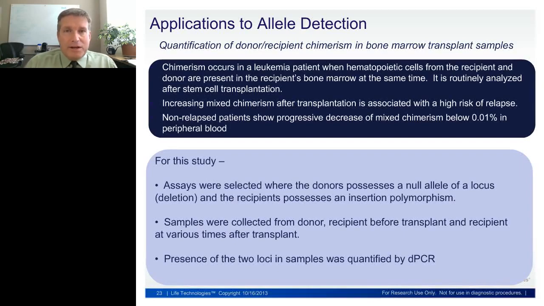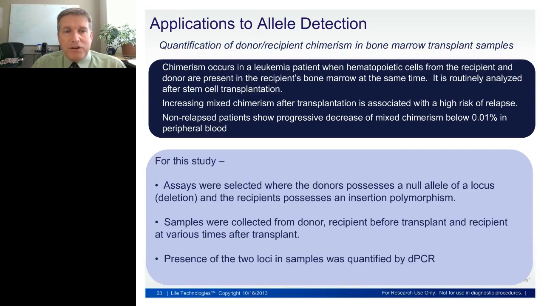So to illustrate this, I'm going to have 2 examples. The first one is based on leukemia, where we're looking at quantifying chimerism in bone marrow transplant patients. Now, chimerism occurs in leukemia patients when hematopoietic cells from the recipient and the bone marrow donor are present in the recipient's bone marrow at the same time. Chimerism is routinely analyzed after stem cell transplantation, and increased chimerism after transplantation is an indication of a relapse. In other words, the patient's starting cells are repopulating the bone marrow. Non-relapse patients show a progressive decrease in chimerism, and it eventually falls below detectable levels in peripheral blood.